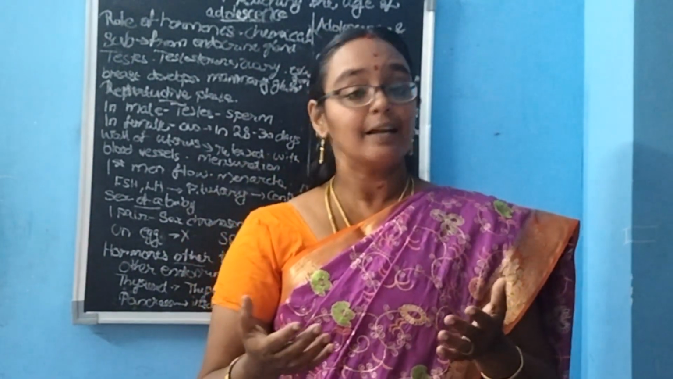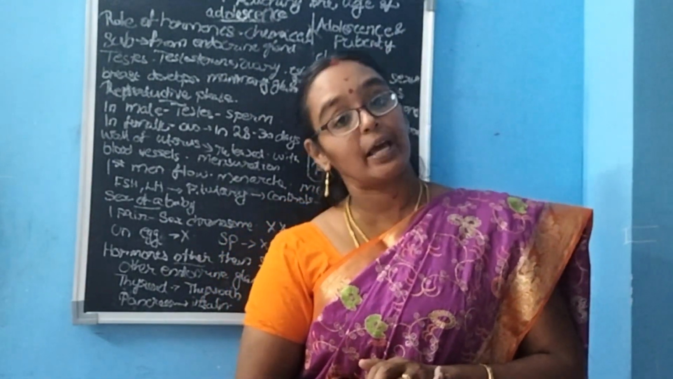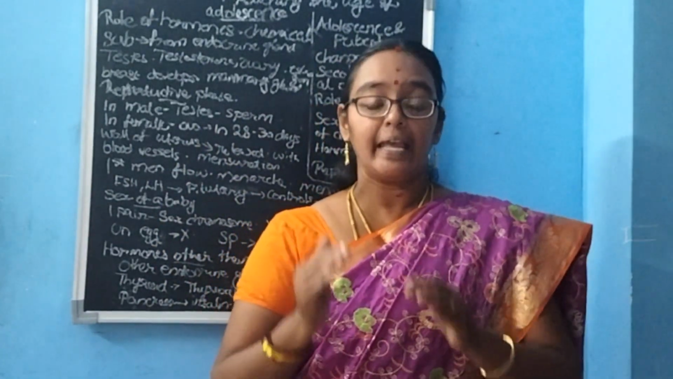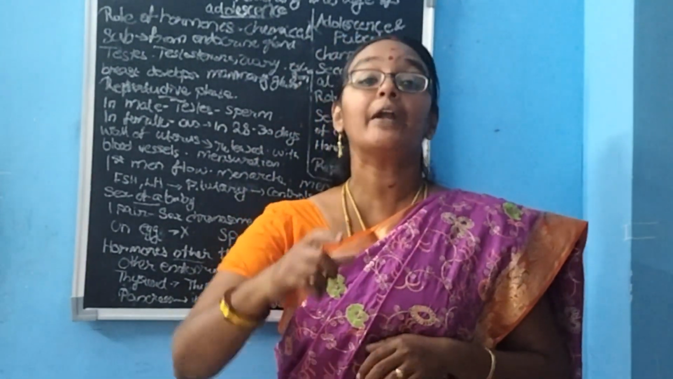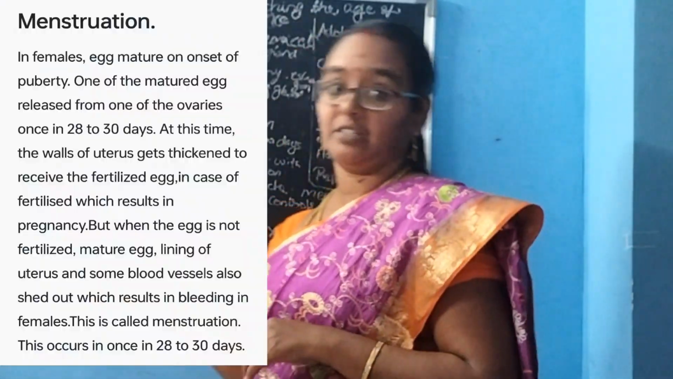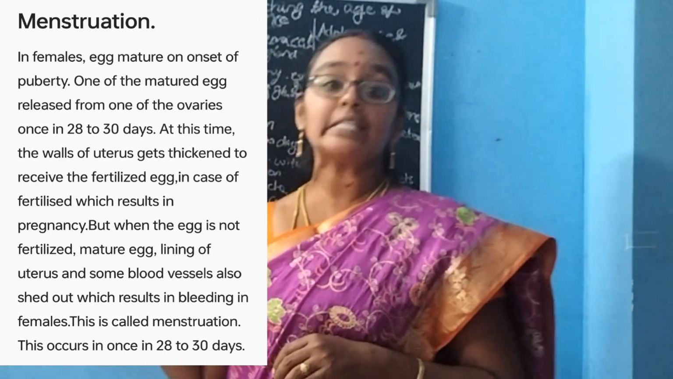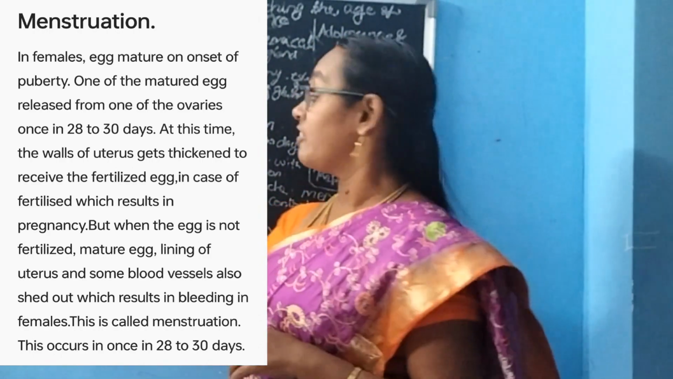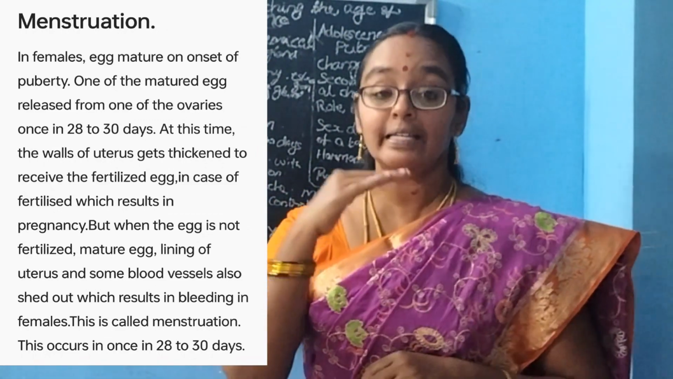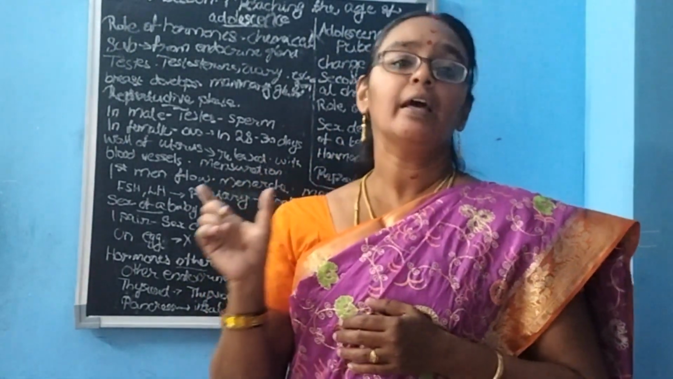But in normal cases, the fertilization will not occur. So what happens? The unfertilized egg, as well as the thickened wall of the uterus and some blood vessels, will be emitted out after a period of time. While it is emitting out, the blood also will be coming out. This is called what? This is called menstruation. This will be occurring for girls. The first time it occurs, we call it menarche. When menarche is reached, puberty is attained for the girls. It will be between 11 to 14 years.